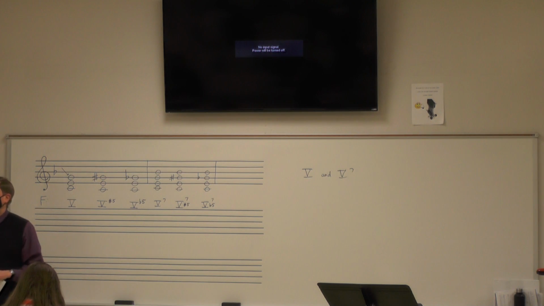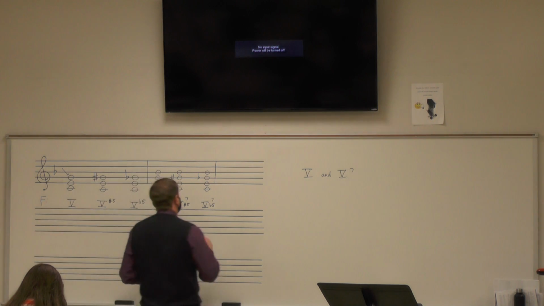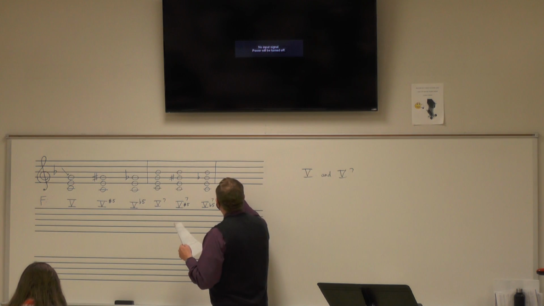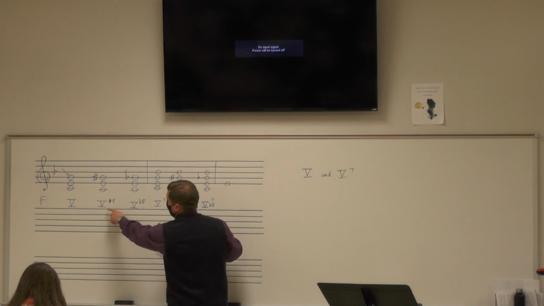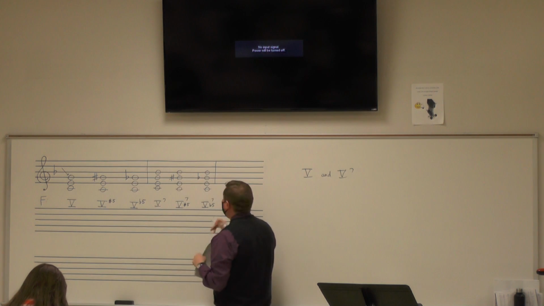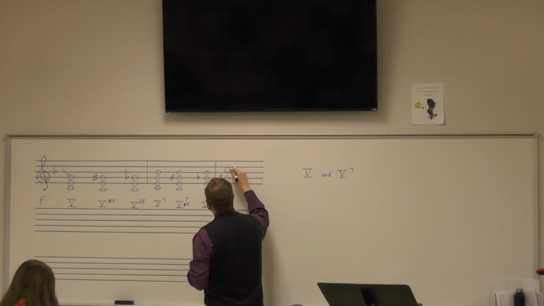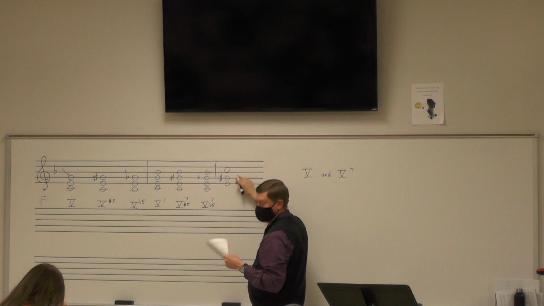Now let's take a look at what we're going to label these chords when they're inverted. Okay, so for instance, let's say I have this chord right here, the 5 sharp 5. Let's say I have that in first inversion. So I have C, E, G sharp.